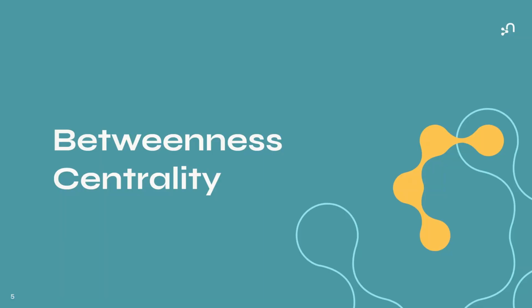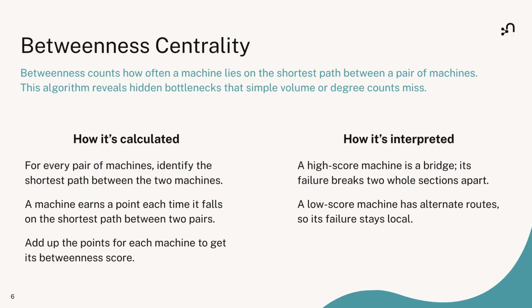Before we dive into the demo notebook, I wanted to take a moment to talk about the Betweenness Centrality algorithm. Betweenness counts how often a machine lies on the shortest path between a pair of machines. This algorithm reveals hidden bottlenecks that simple volume or degree counts miss. So for each pair of machines, we identify the shortest path between the 2 machines. Then a machine earns a point if it falls on the shortest path between 2 pairs. Finally, we add up the points for each machine to get its betweenness score.